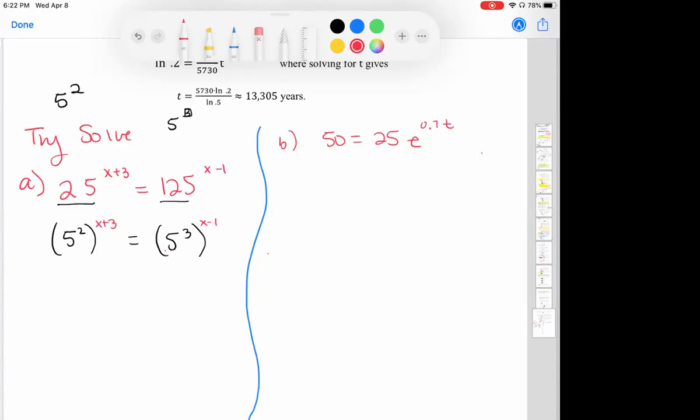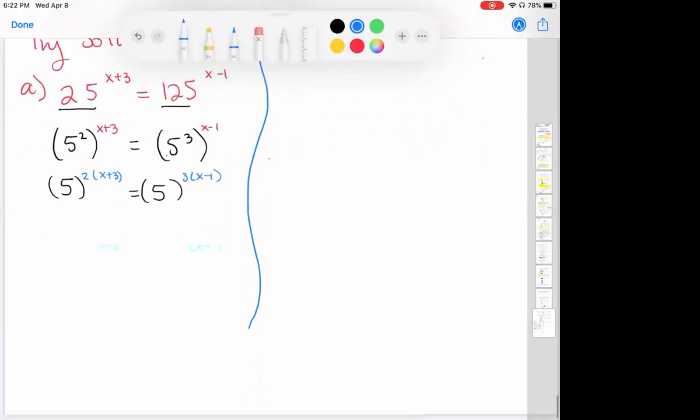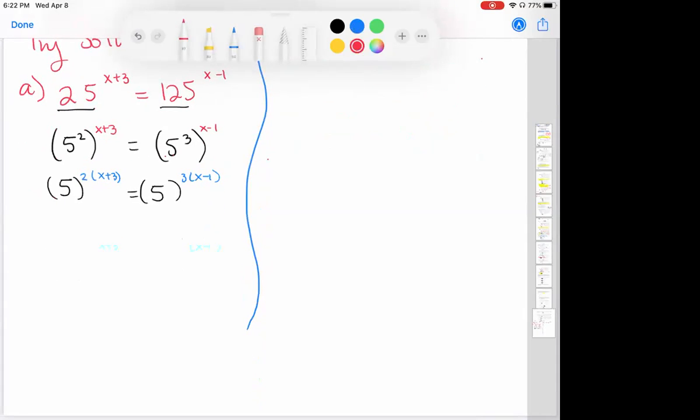Now, because I have an exponent raised to an exponent, remember you multiply. So we have 5, and now we're left to multiply 2 times x plus 3, and that's equal to 5, and I'm left to multiply 3 times x minus 1. Cool, and we can go from there. So let's go ahead and drop our bases of 5. Then we have 2 times x plus 3 is equal to 3 times x minus 1.